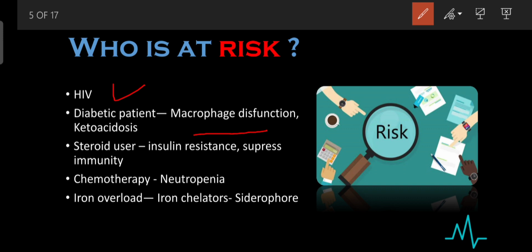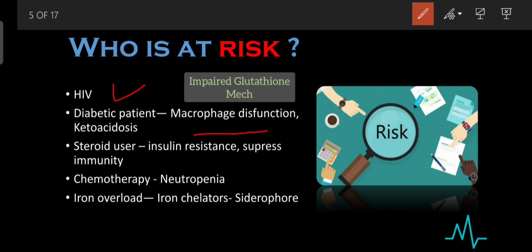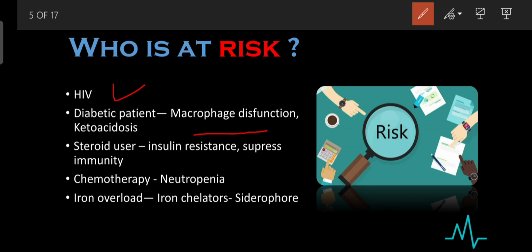which will lead to the impaired glutathione mechanism of the macrophage. Right, we know the macrophage has a glutathione mechanism through which it destroys the pathogen. So if that particular mechanism is impaired, the macrophage will not be able to fight that fungus. The second reason is ketoacidosis, right?